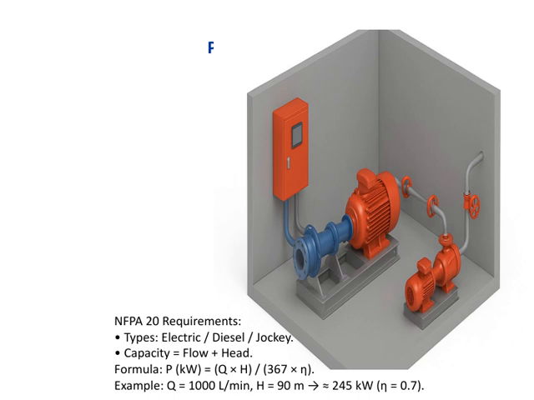For example, if we have a flow of 1,000 liters per minute and a head of 90 meters, plugging those into the formula, assuming an efficiency of 0.7, we get approximately 245 kilowatts. This calculation is crucial because it guides us in choosing the right size pump that's capable of handling the required flow and pressure. So, understanding these key points ensures that our pump selection not only complies with the NFPA 20 standards, but also meets the safety and performance needs of the fire protection system.